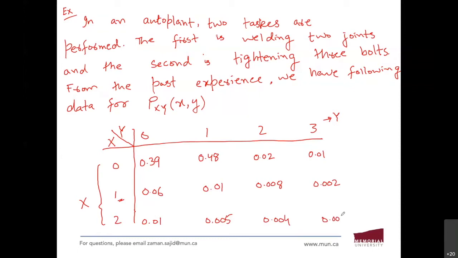Again, we are not calculating them, they are part of your question. These values represent the probability at a given value of x and y. For example, if I take any value, let's say this 0.08.